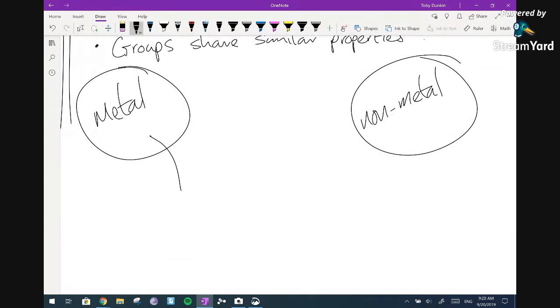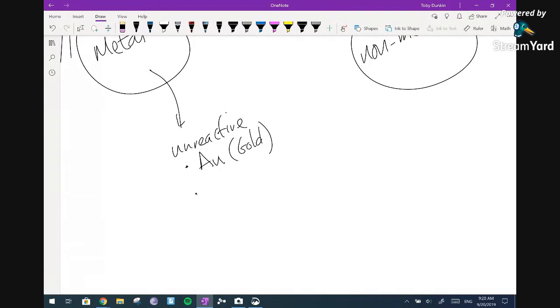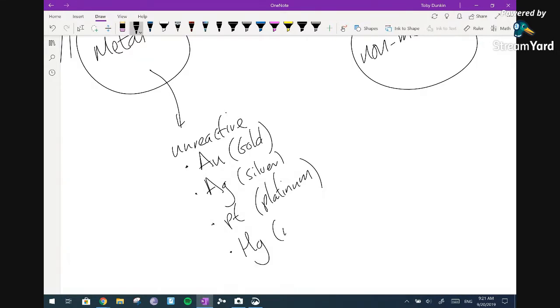Then they started subdividing them. They then realized that there were some metals that were unreactive. And these were things like gold, Au, Aurus, but I'll put gold, silver, Ag, silver. Then we've got platinum, Pt, platinum, mercury, Hg. They put all these together as the unreactive metals.